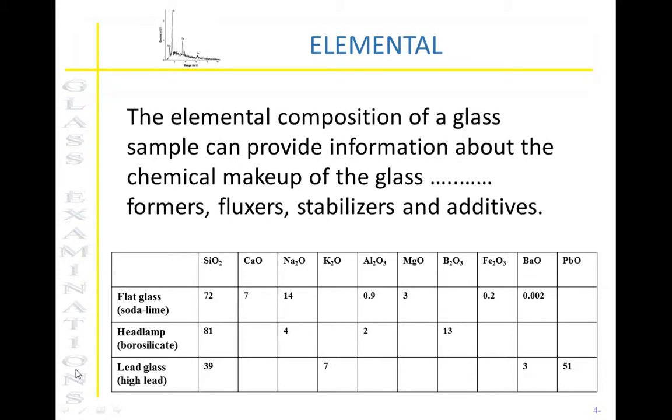The elemental composition of the glass itself is usually performed on a scanning electron microscope or an ICP, two of the instruments that we discussed during instrumental methods.